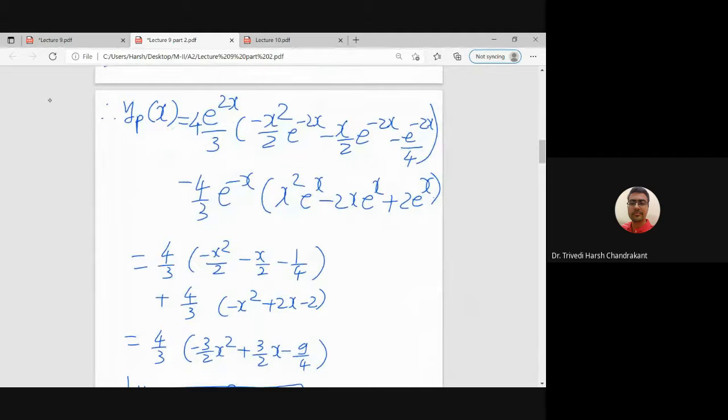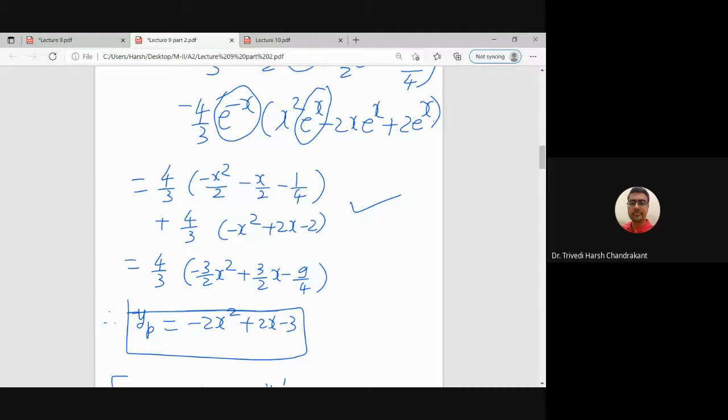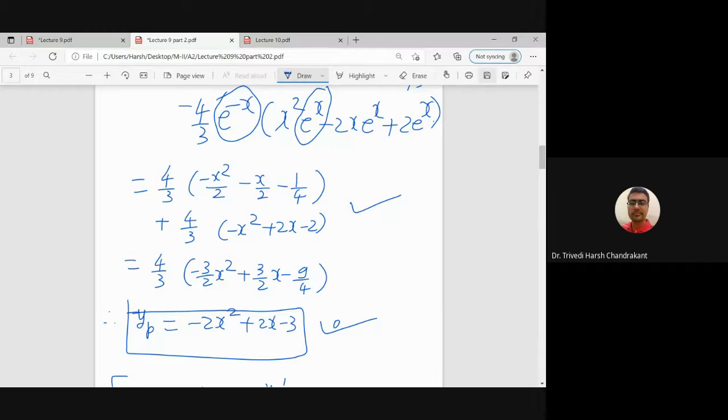We know that the multiplication of the e power 2x term and the e power minus 2x term is 1. In the same way, e power minus x and e power x multiplication is 1. Using that we will get this term, which is now a polynomial, and if you simplify that we will get this solution. We just need to take care of taking the LCM.